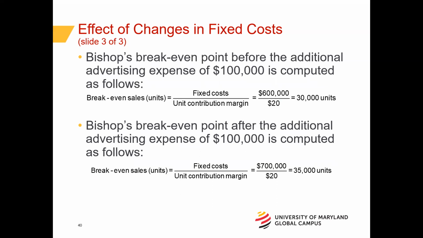If I decide to go with our TV ad next month, my fixed cost will increase to 700,000 divided by the unit contribution margin, which is still $20. My new break even point is 35,000 units. That means I'll need to sell an additional 5,000 units to break even.